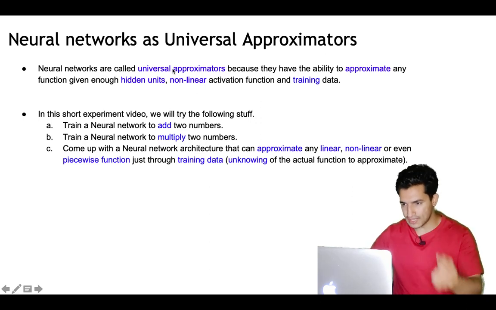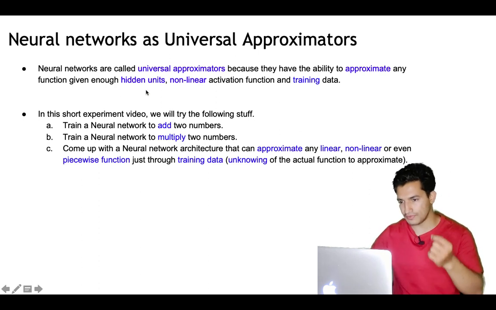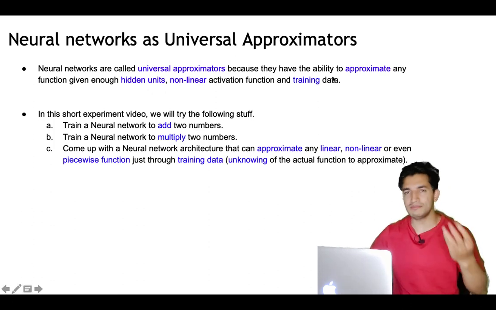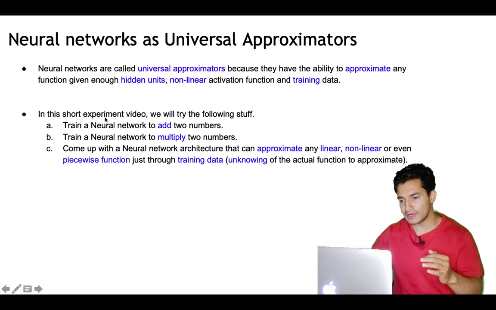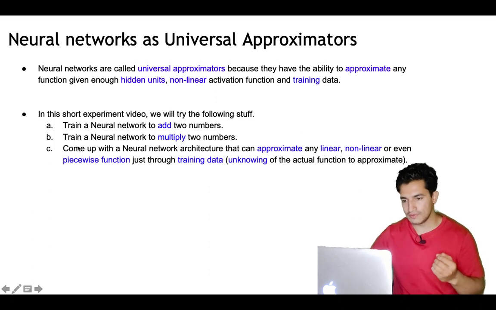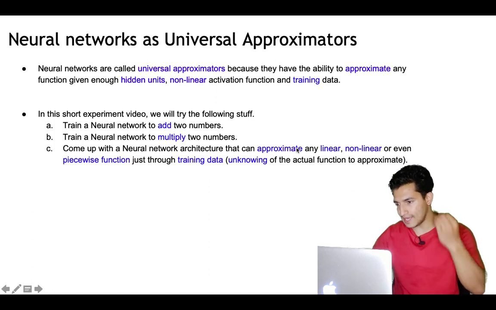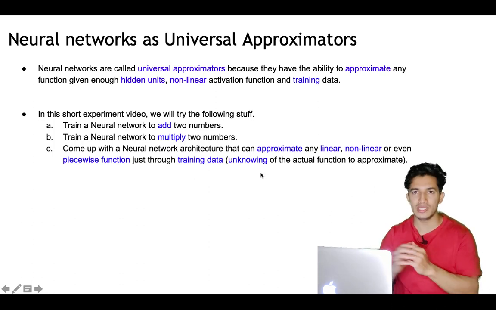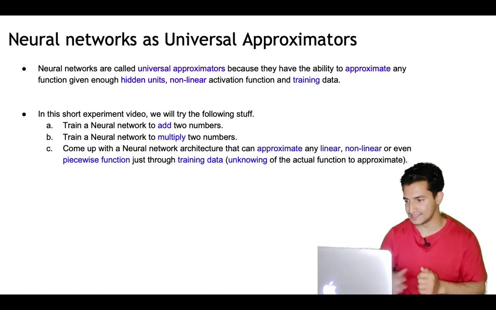Neural networks are called universal approximators because they have the ability to approximate any function given enough hidden units, some non-linear activation, which can be sigmoid, tanh, ReLU, and some training data to learn from. In this short experiment video, we will try the following. We will train a neural network to first add two numbers, then to multiply two numbers, and then finally use the learning from those two fundamental tasks to come up with a neural network architecture that can approximate any function, linear, non-linear, or even piecewise, just through training data, without knowing what the actual function to approximate is.